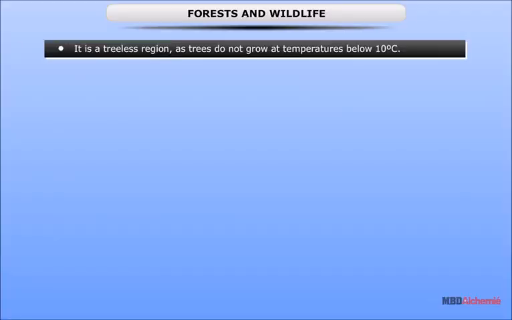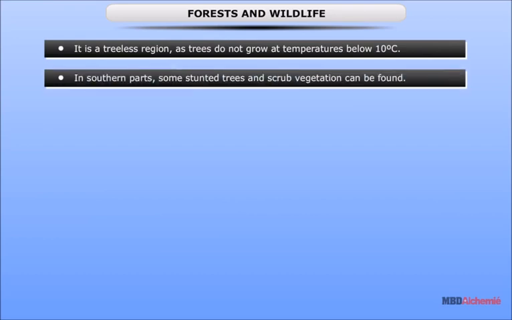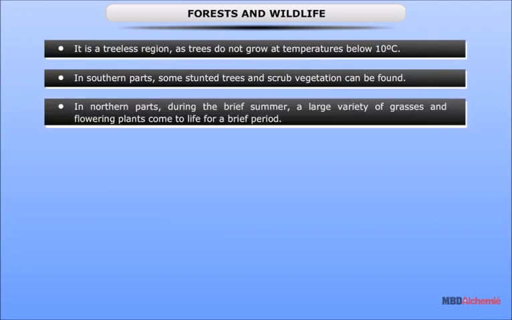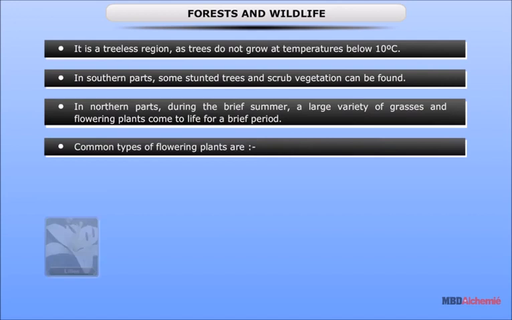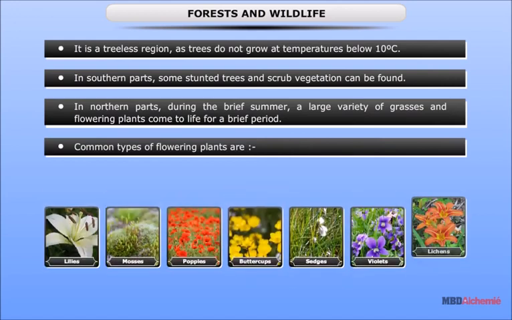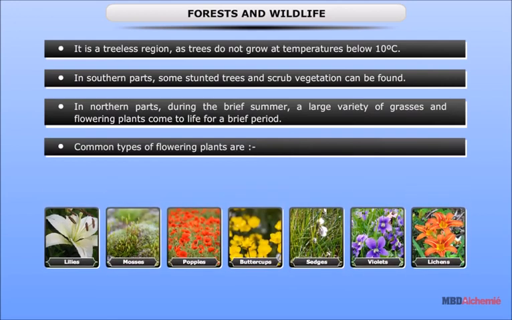It is a treeless region as trees do not grow at temperatures below 10 degrees Celsius. In southern parts, some stunted trees and scrub vegetation can be found. In northern parts, during the brief summer, a large variety of grasses and flowering plants come to life for a brief period. Common types of flowering plants include lilies, mosses, poppies, buttercups, sedges, violets, and lichens.